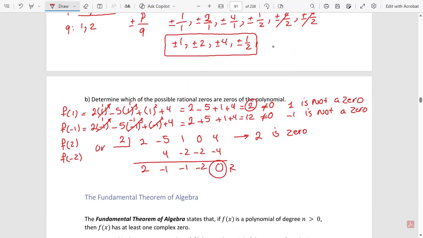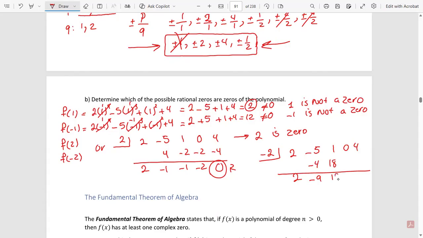But remember that you're only going to use these values. I tested positive and negative 1. None of them was a 0. I found 2 is a 0. We can find for negative 2 as well. So if I try negative 2 and use synthetic division, so it's 80, so it's not a 0. So negative 2 is also not a 0.